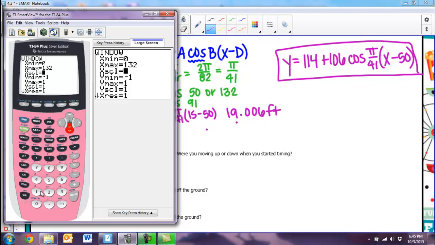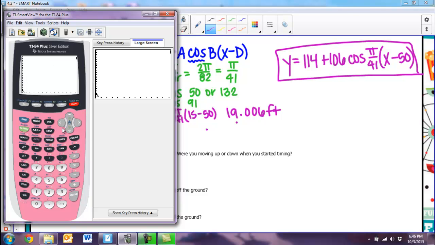Then I can change my scale to be whatever I want. I'm going to make it just like 10 or something so it doesn't look too messy. My y's, my minimum value I went was 8. So you could make this 0 or you could make it 8, your minimum value. Your max, though, was 220. And then I'm just going to go ahead and make my scale by 10 again.